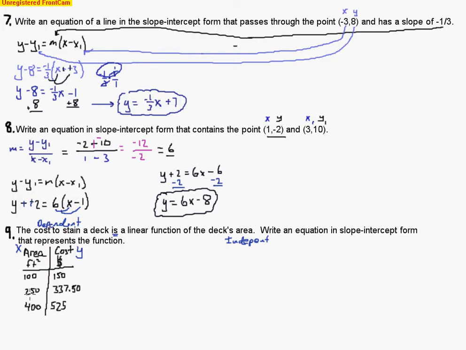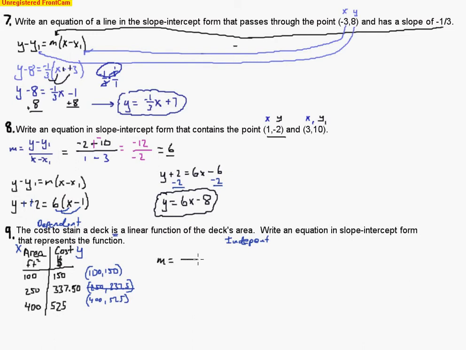Well, they're giving us more information than we need. See, we have different ordered pairs here. We've got 100, 150. We've got 250, 337.5. And we've got 400, 525. Well, we don't need 3 points to come up with the slope. All we need are 2 points. So I'm going to go ahead and cross out one of these points and not use it. And I'm only going to use the 2 left over. And then we're going to use the same procedure as we did on problem 8. We're going to find the slope first.